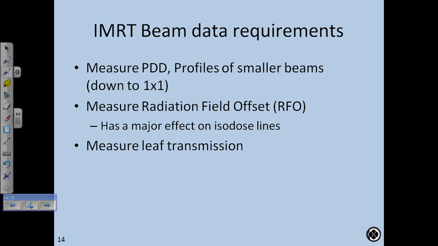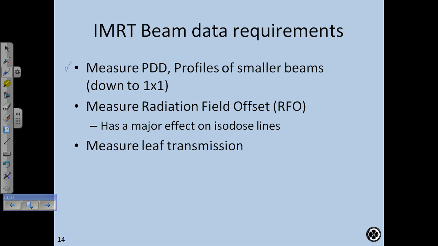Here are the differences. And of course, that depends on what treatment planning computer you're going to use. Okay, different planning computers require different data. And so what you tend to need to do is measure PDDs for smaller field sizes. Okay, and I know that Eclipse definitely requires this. Varian, I believe, asks down to 2x2, but you need to measure PDDs and profiles for smaller beams.